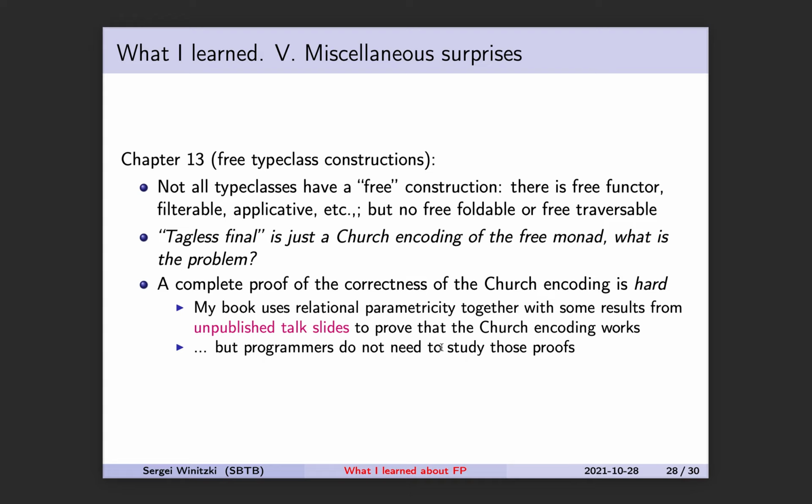We need to know how to use the church encoding, how to write code correctly. That we need to learn, but that's a lot easier. You just look at examples, you kind of see how to do it. You need to know that there is a proof and that there is actually a correct formulation, which is rigorous.